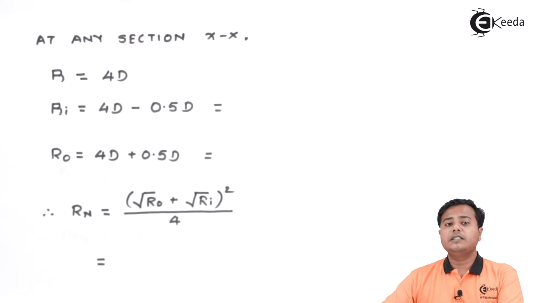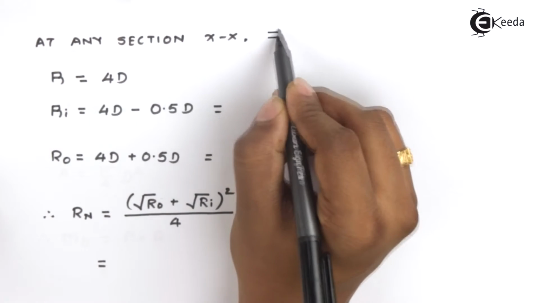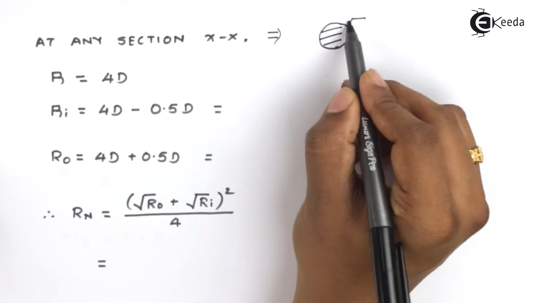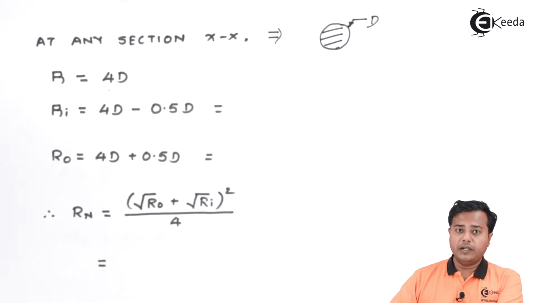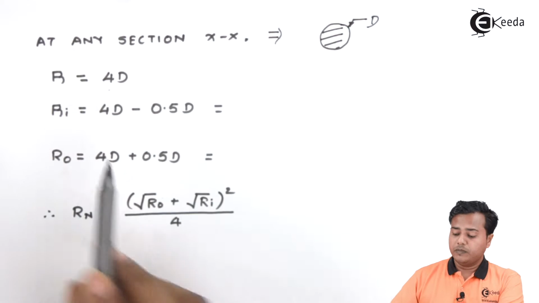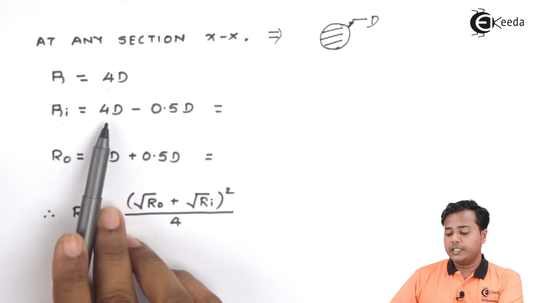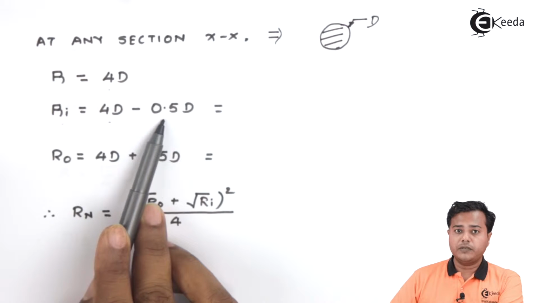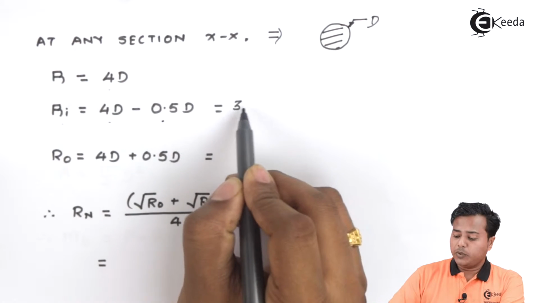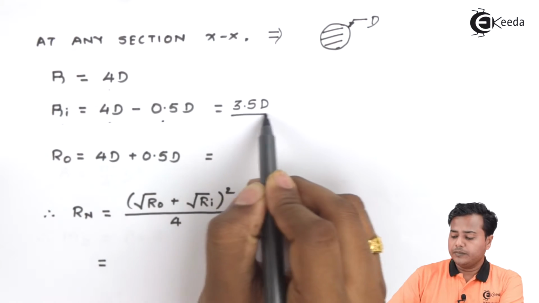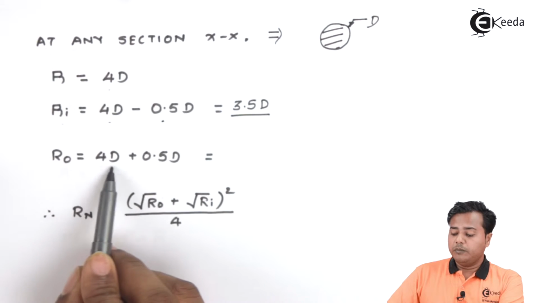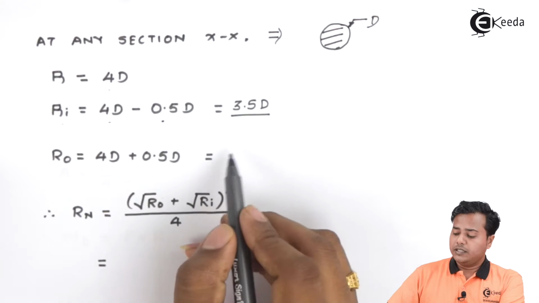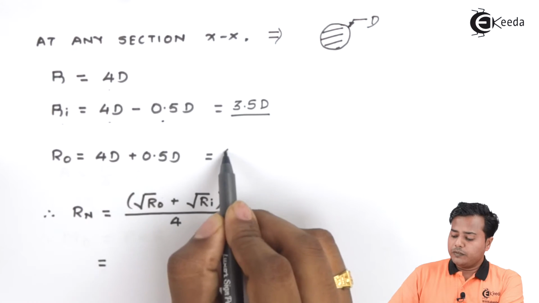Let's proceed. Let's consider the cross section XX at any point, where it is going to be circular only, with the diameter D. We have been given that R, which is the mean radius, is equal to 4 times D. So the inner radius is quite obvious: it is the mean radius minus half the diameter, which is the radius. So it comes out to be 3.5 D. On the same lines, the outer radius can be found out using the mean radius plus the radius, which is equal to 4.5 times D.